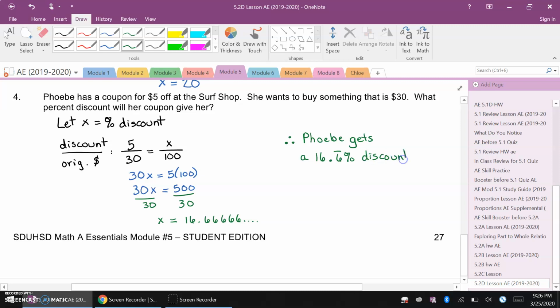So Tuesday we were given the percent, and then today we had to find the percent, but the general setup of the problems are exactly the same. So if you feel comfortable, now would be a great time to start your homework.